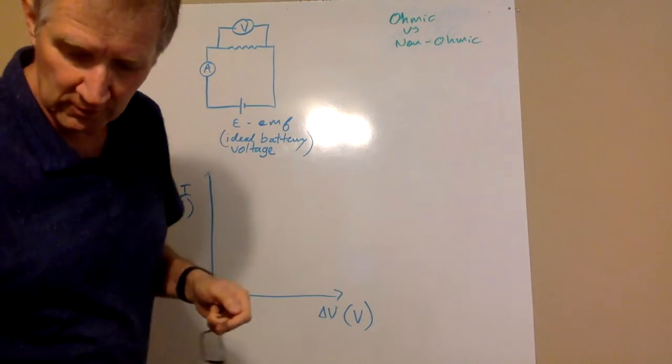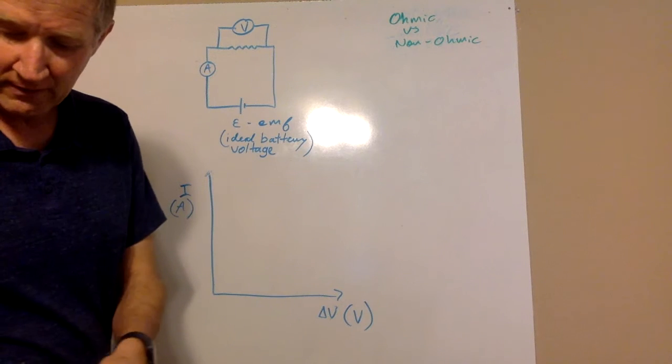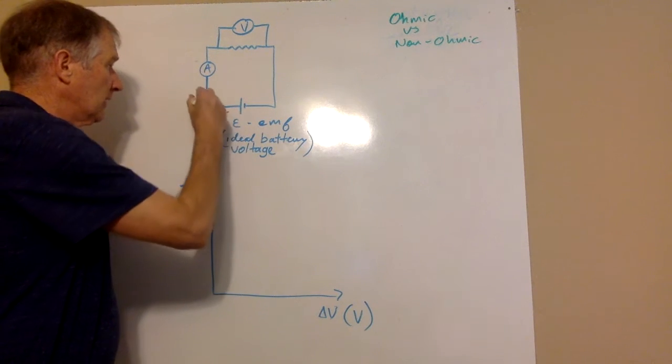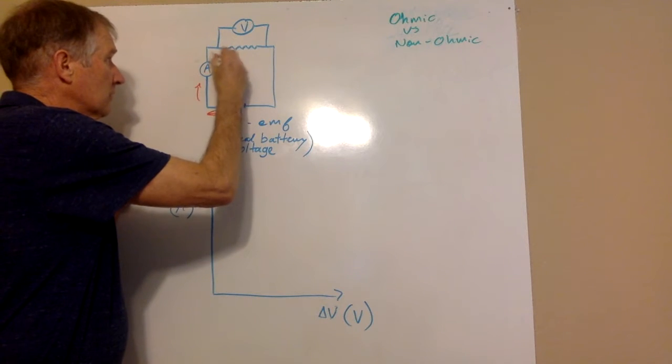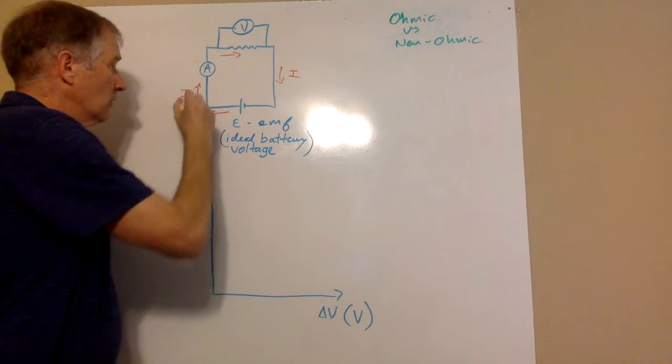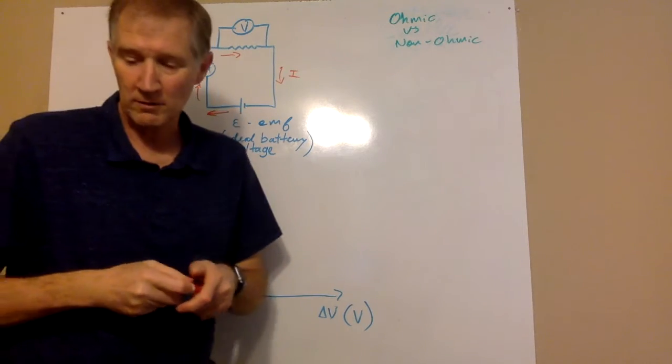We are going to use Benjamin Franklin's conventional current. So we'll say that it's the positive charges that flow in that direction. Now in full well, that's not true, but whatever.